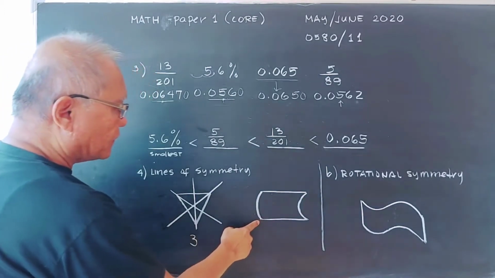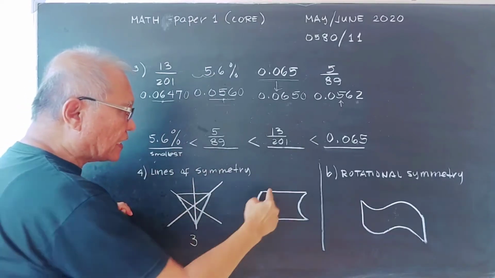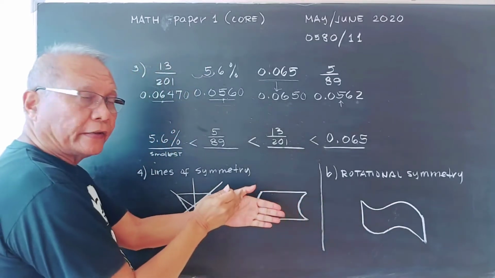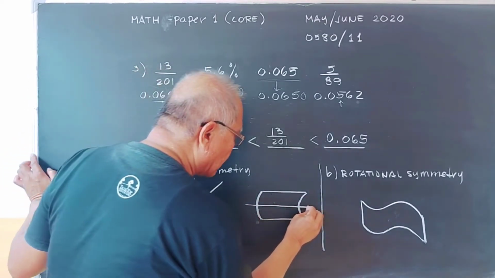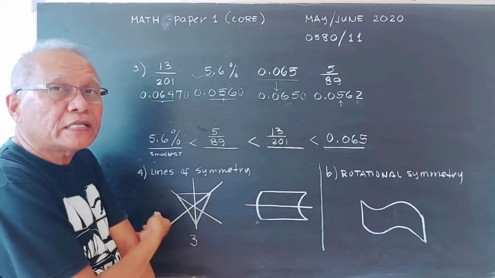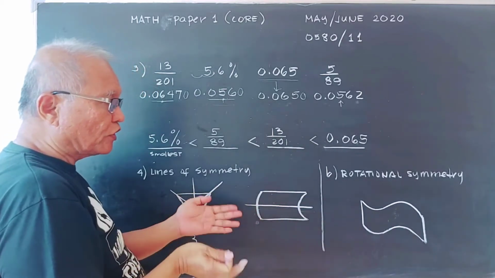Now here in this figure, class, we have only one line of symmetry. We can't have our line of symmetry here because we cannot fold that one there. So our line of symmetry here is this one because we can fold it like this, and we have one figure only. They will overlap or they will coincide.